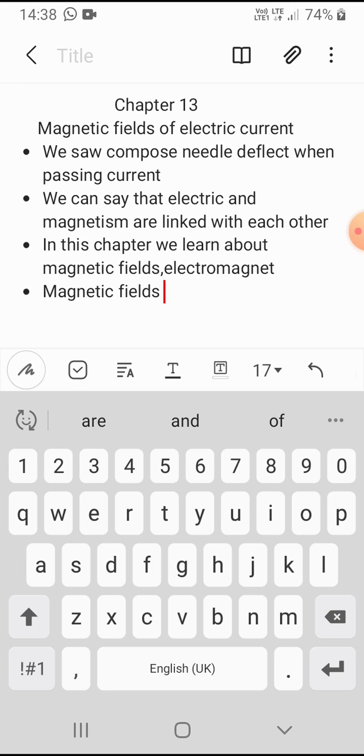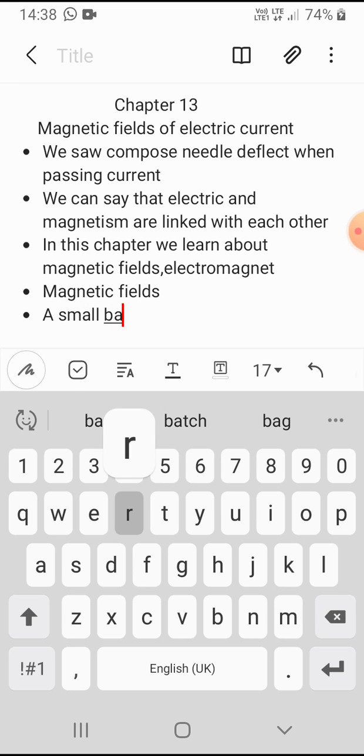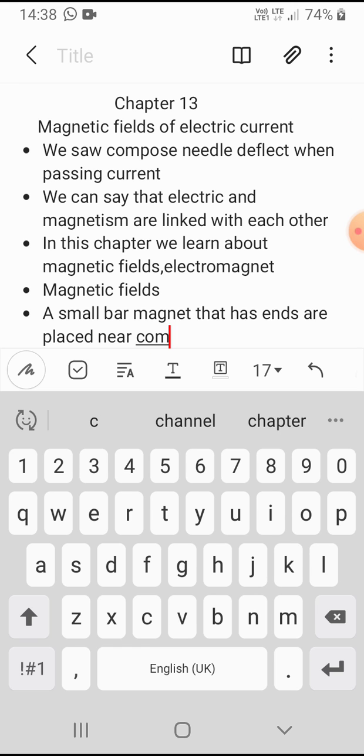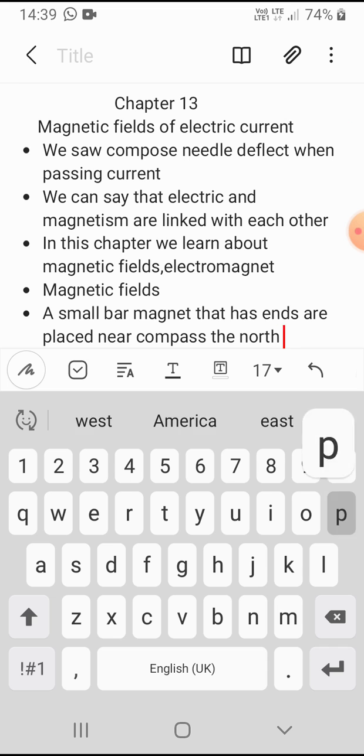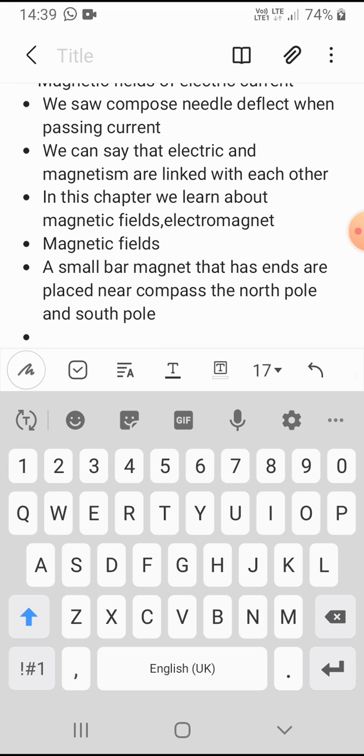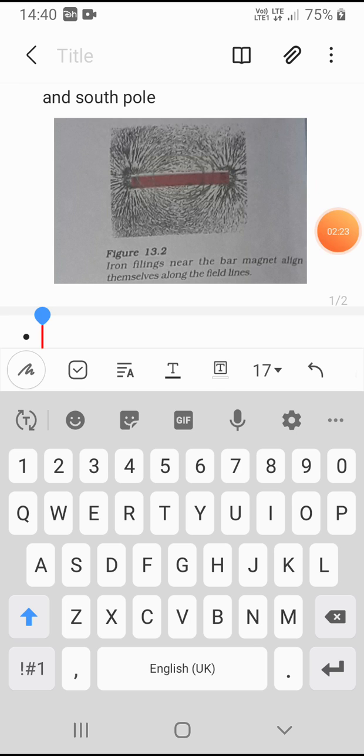A small bar magnet deflects a compass. A small bar magnet has two ends, the north pole and the south pole. If the ends are placed near a compass, it deflects. And if iron filings are placed near both ends of the bar magnet, you can see they are attracting them.